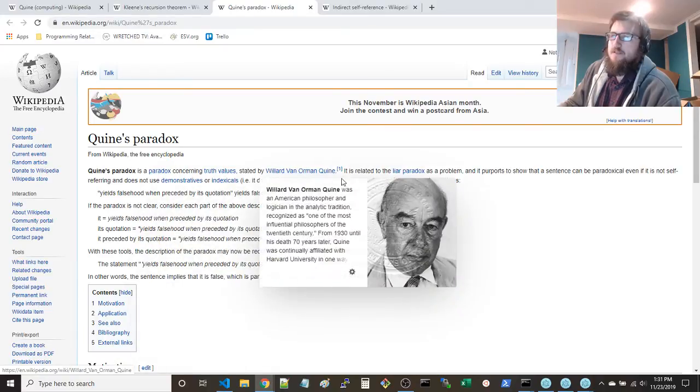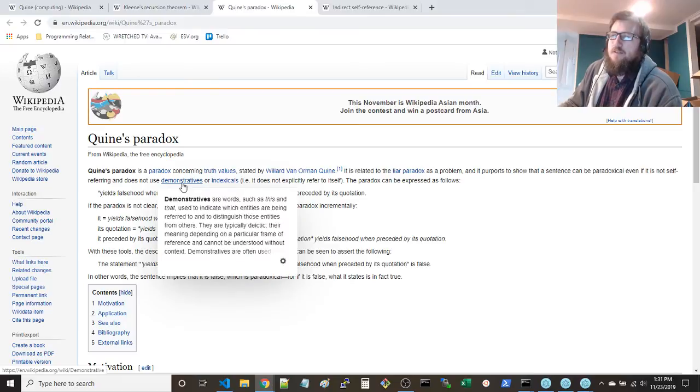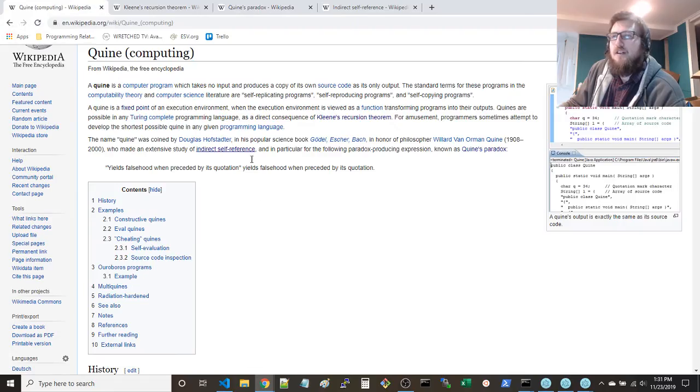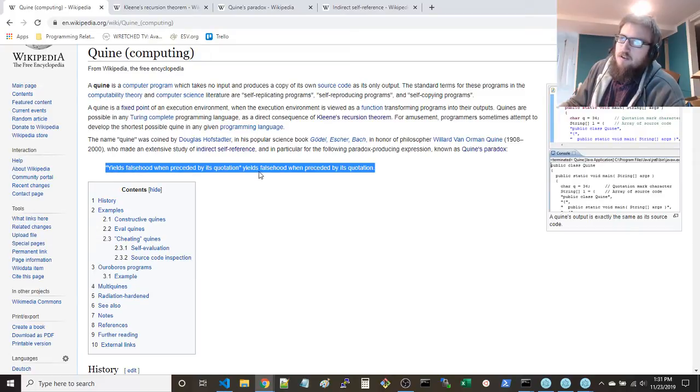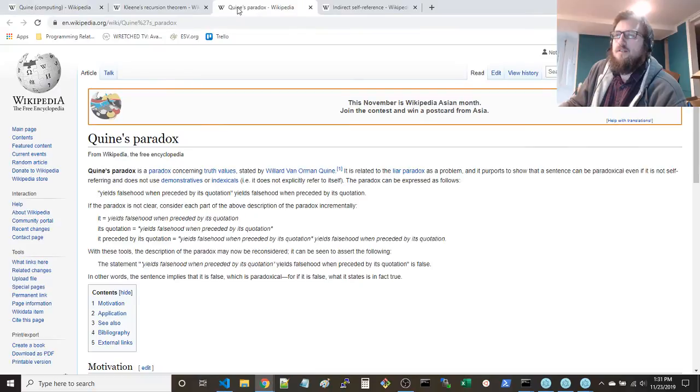A paradox concerning truth values related to the liar paradox. The problem purports to show that a sentence can be paradoxical even if it is not self-referring and does not use demonstratives or indexicals. It does not explicitly refer to itself. The paradox can be expressed as follows. So basically you're referring to a general contradiction, which is really a reference to the world state, so to speak. It goes even further beyond referencing not just the statement, but actually the universe itself, right? A falsehood of the universe contradiction, which no statement can ever be true and also generate a contradiction at the same time, right? That sort of definition of true yields no contradictions.